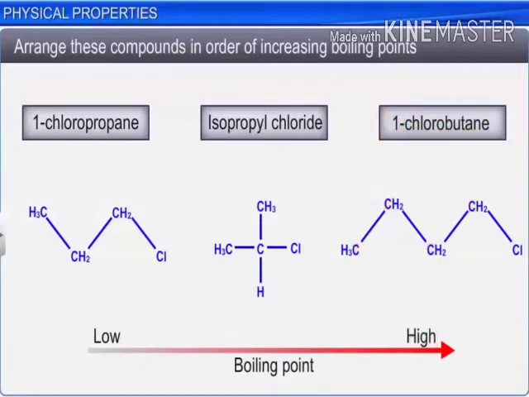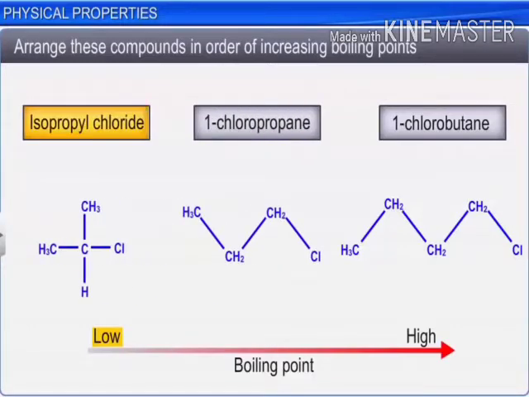The other 2 compounds have 3 carbon atoms each, but 1-chloropropane is a straight chain, while isopropyl chloride is branched. Branched molecules have lower boiling points. So, isopropyl chloride should have the lowest boiling point. 1-chloropropane is in the middle.